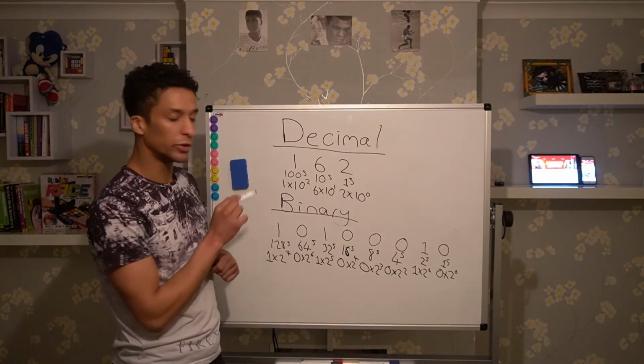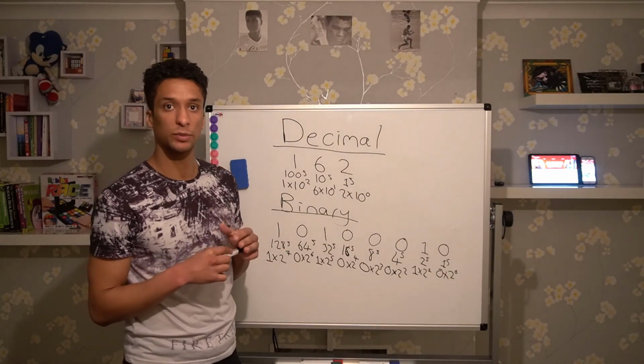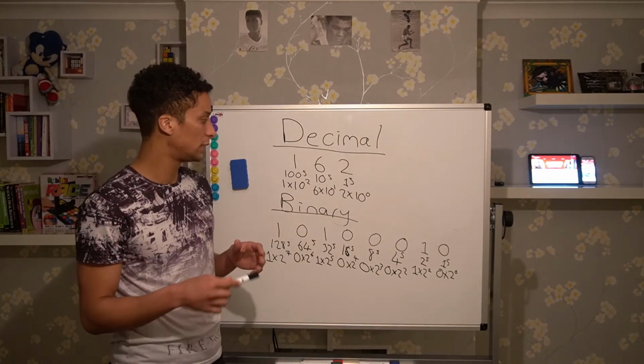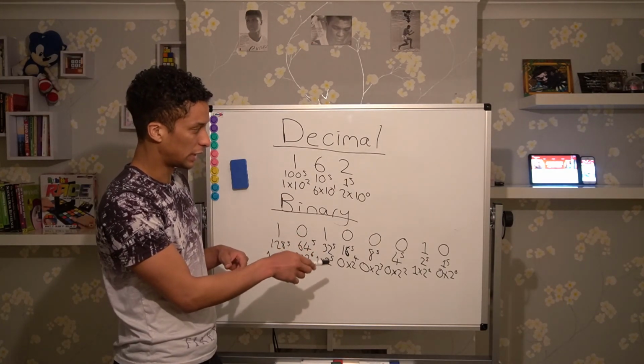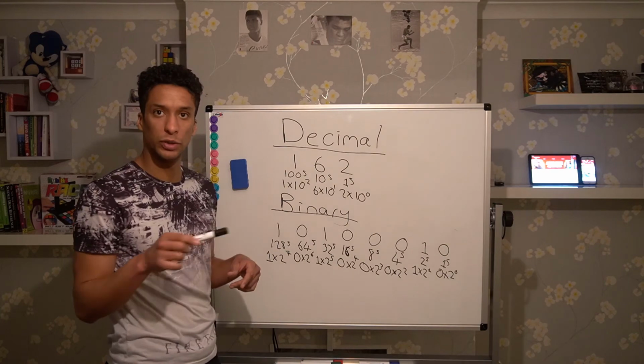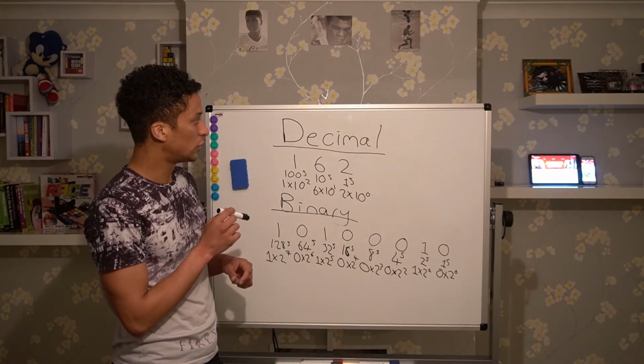And there are other numerical systems as well. It's not just these two. There's base 16, also known as hexadecimal. There's base 8, there's base 12. And they all follow the same principles. They all use positional notation.